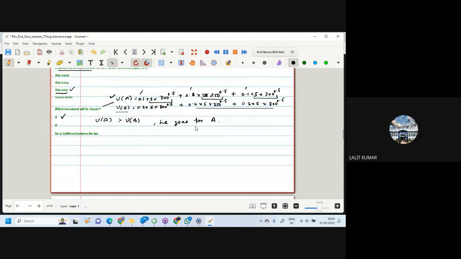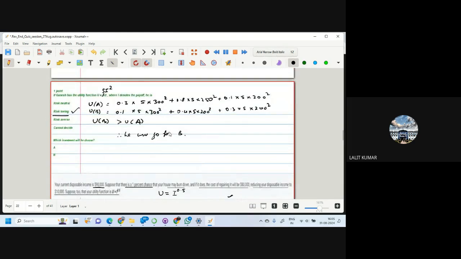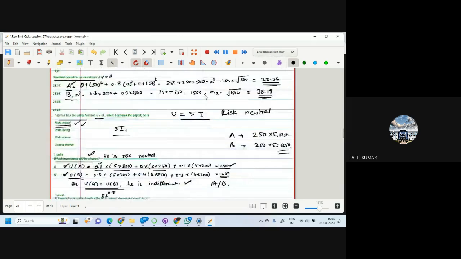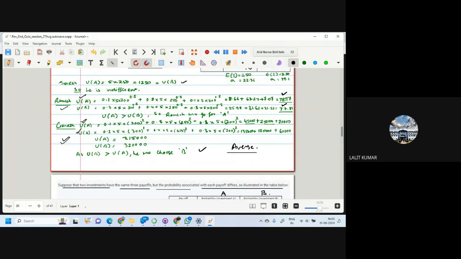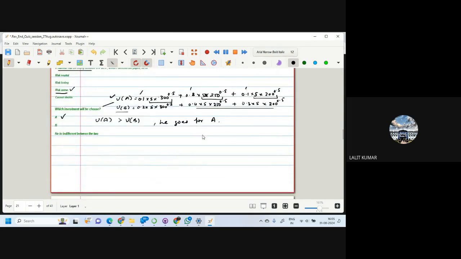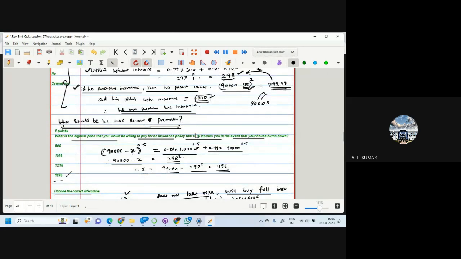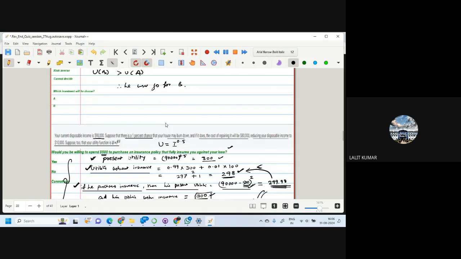And the same thing we do for Ganesh. Here it becomes square. It is 5I square, so 5 into 300 square, 250 square. And here the B value is higher than A. The calculation is here. UA is 3,15,000, UB is 3,20,000. So he will go for B. So this was one question which we had got stuck on that day, so that we have solved.